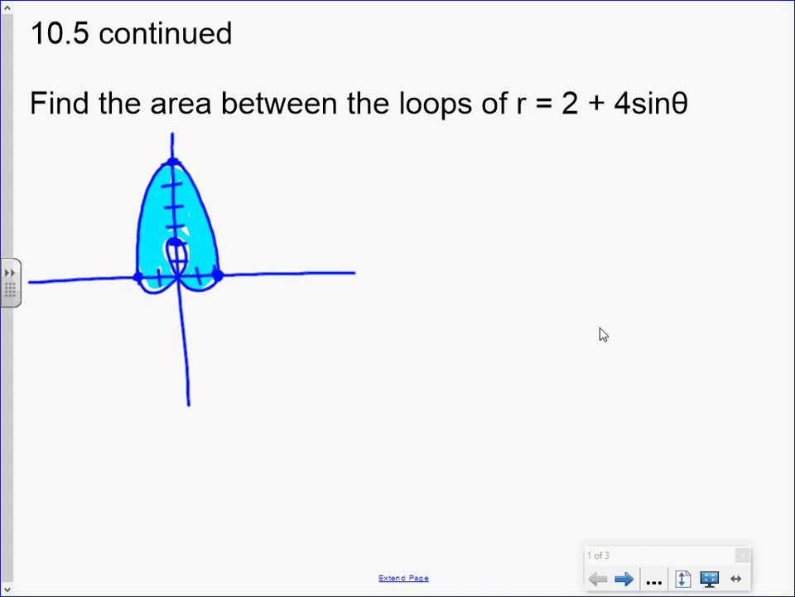Okay, what's going to be important for us to know before we get started? You have to know the intersection points. Okay, so like right here? Yeah. Okay, and it's at the pole, right? Yeah. So since it's intersecting at the pole, we just need to find its zeros. Okay, there's 2 zeros we got to find. So let's do that.